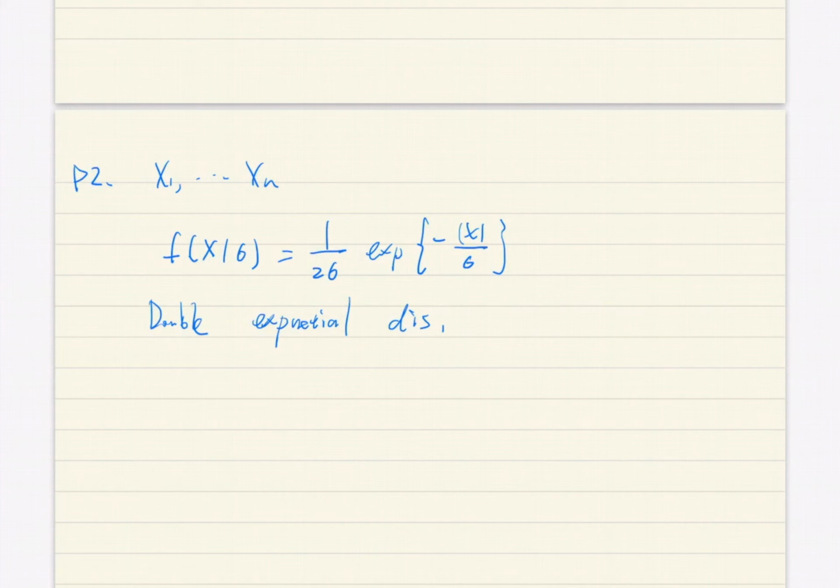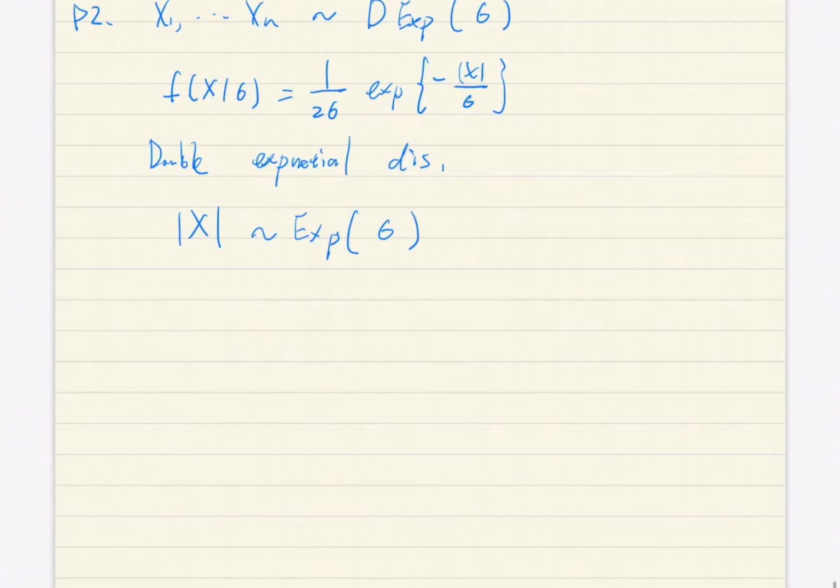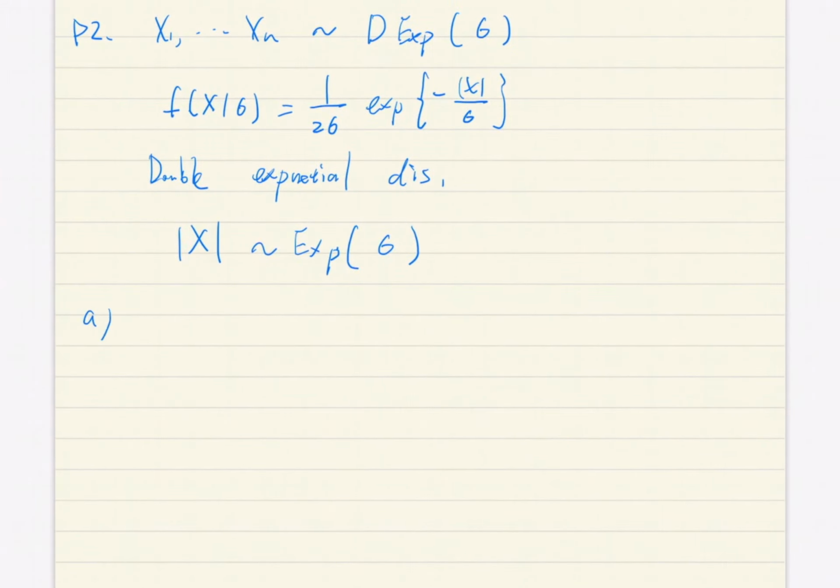That means they have a property: the absolute value of x follows an exponential distribution with parameter theta. And we usually use the double exponential theta. Okay. The first one we have to find is the method of moments.